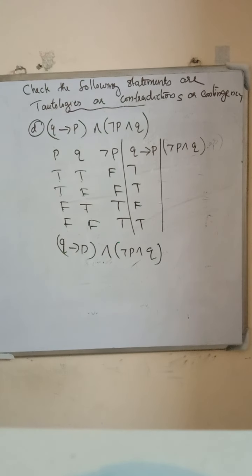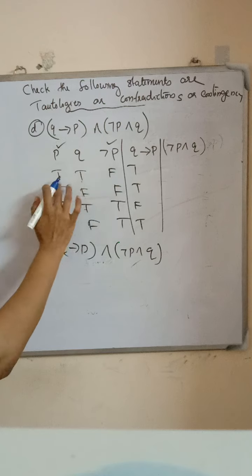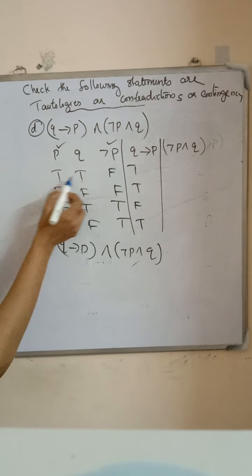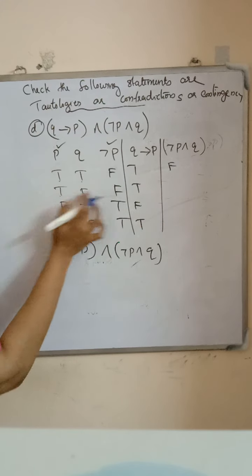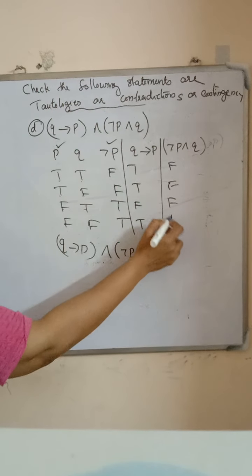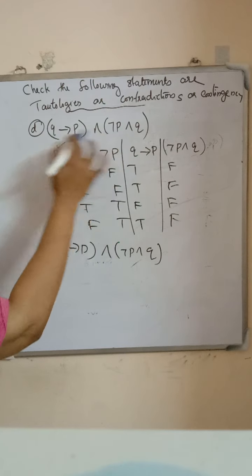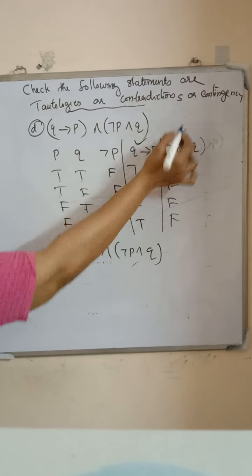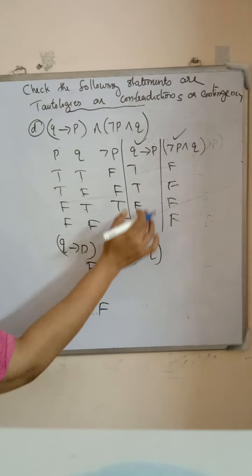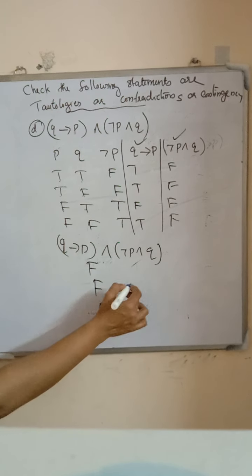Negation P and Q: taking the first and third columns with and, true and false is false, true and false is false, false and true is false, false and true is false. So here all the elements are false. Then we take the AND operation with the last two columns. Definitely all the elements are false, because false and any truth value is false. So this statement is a contradiction.